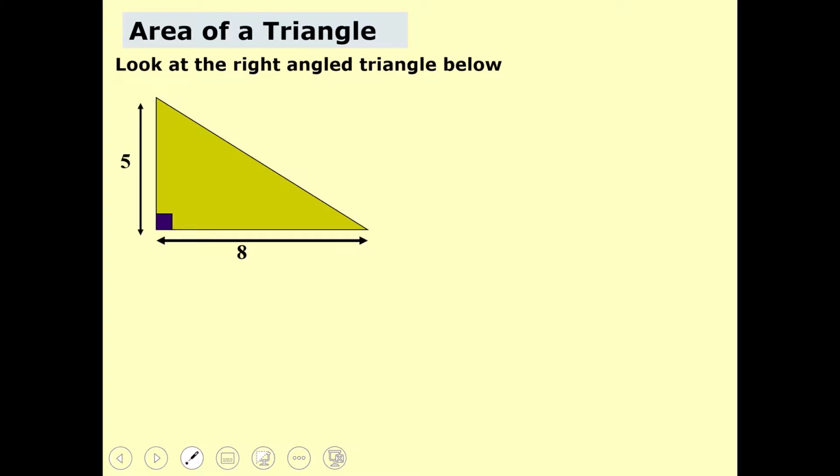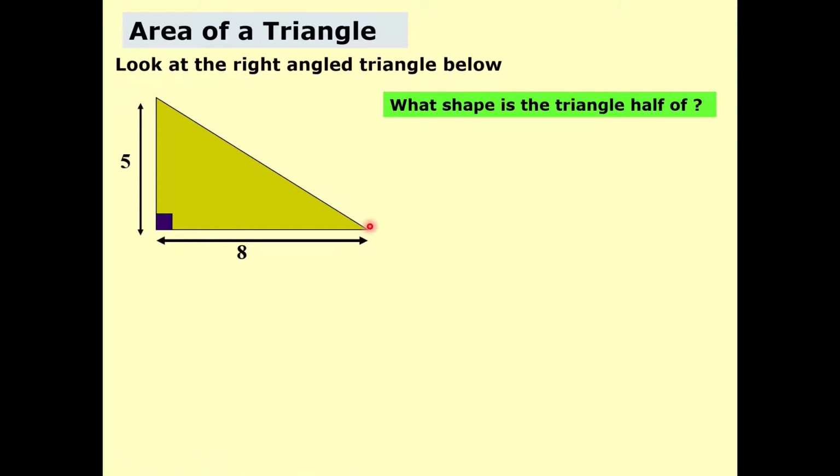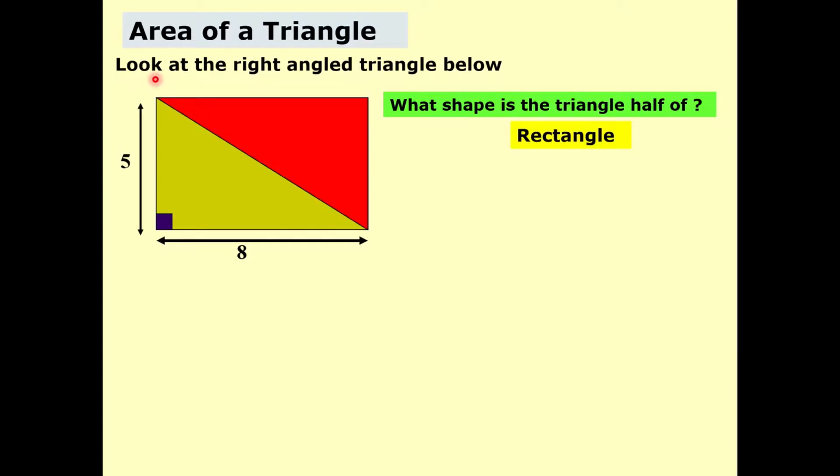Okay, so now let's think of the area of a triangle. So far we've looked at the area of a rectangle. Here we have a right angle triangle. So what shape is this triangle half of? So we've halved a shape. We can create a rectangle out of it. Okay, so if we add the same shape on the other side, we've created a rectangle.